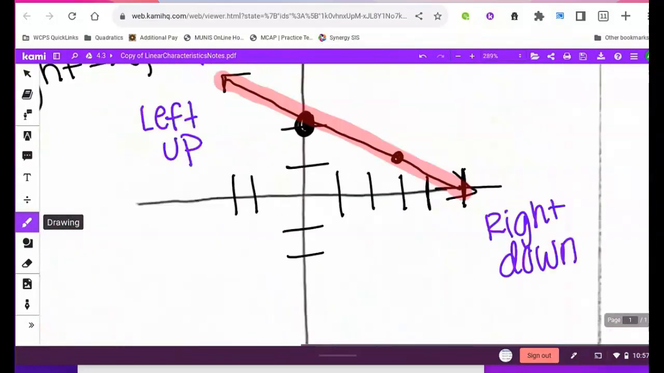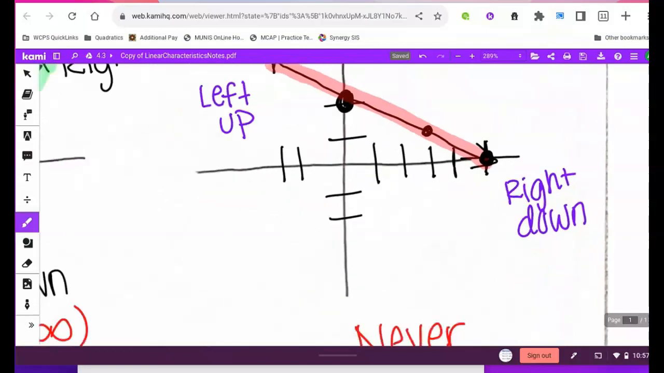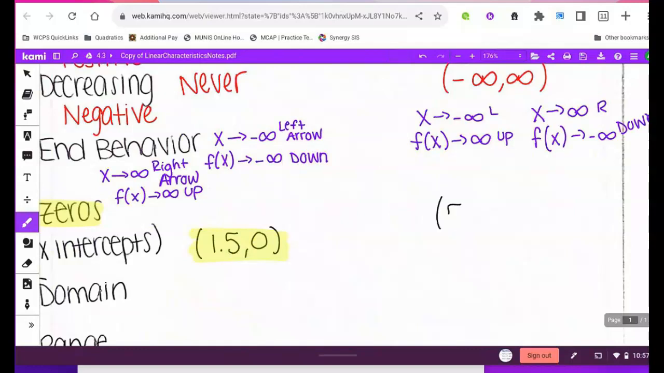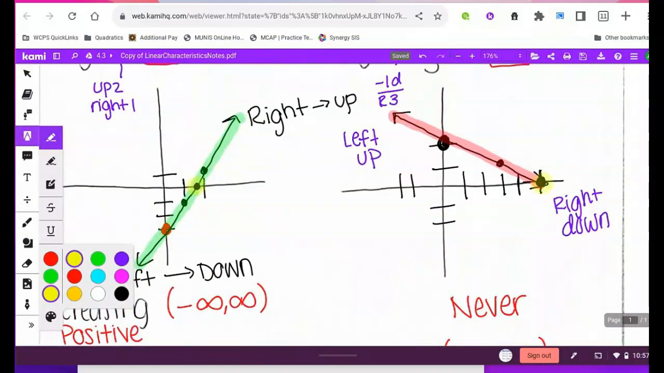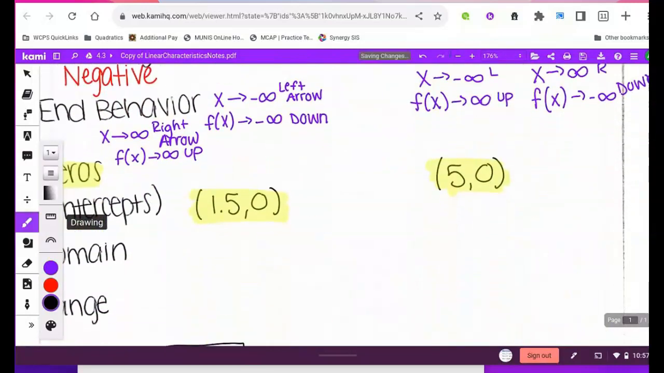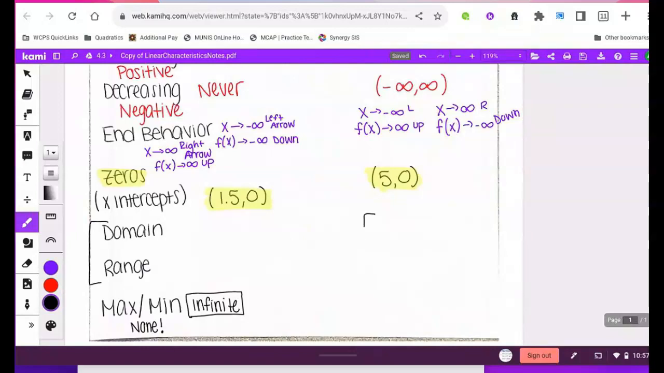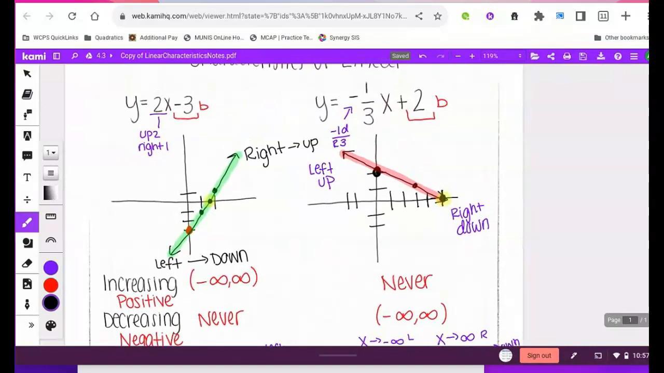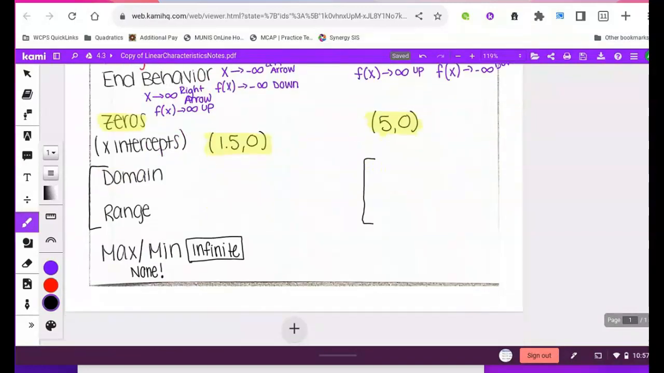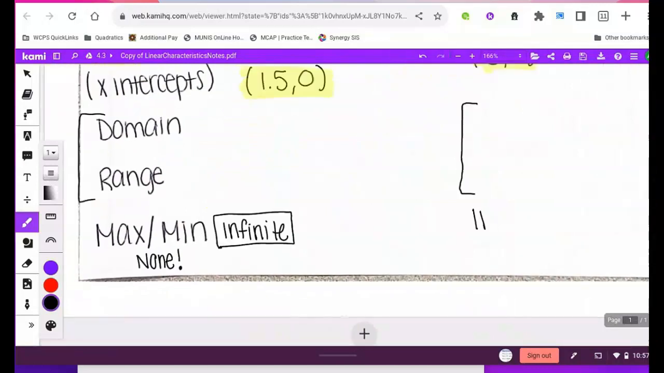Next thing is our x-intercept. I have where my graph crosses the x-axis right here, so it looks like 1, 2, 3, 4, about 5, 0 is my x-intercept, or my zero. Remember, my zero is my x-intercept. This is where the graph crosses the x-axis. We're going to skip the domain and range for now. And then just like the other graph, since our line keeps going on in both directions forever, it's infinite. So there is no max and no min because it keeps on going forever.